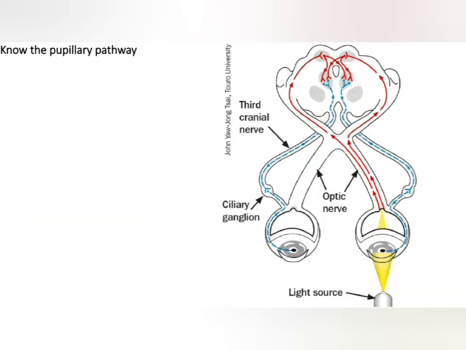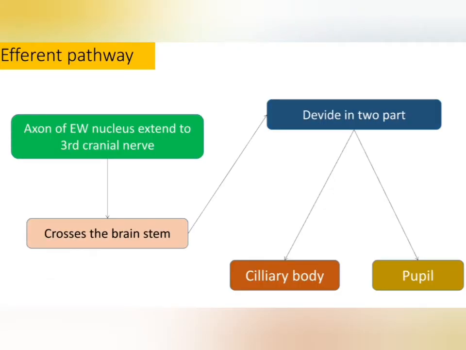Afferent means direct, that is, the pupillary response going towards the brain is called afferent, and efferent means the pupillary response is going away from the brain. This is how you will remember it: the response going towards the brain is the afferent pathway, and the response coming back, opposite to the direction of the brain, is called the efferent pathway. Axons of the Edinger-Westphal nucleus extend to the third nerve, cross the brainstem and then divide into two parts. Some nerve fibers go to the ciliary body and some go to the iris.